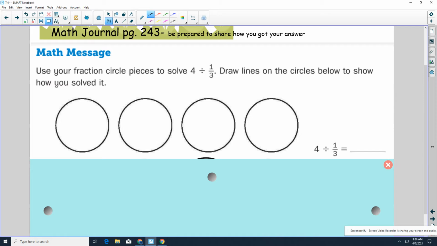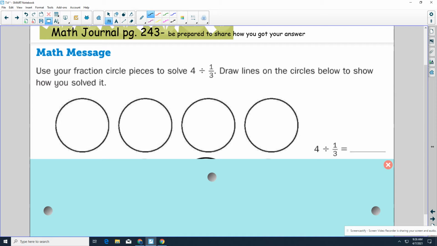All right, so now we're on 243. It says use your fraction circle pieces to solve 4 divided by 1/3. Draw lines on the circles below to show how you solved it. So I'm going to go ahead and pause the video. I'm going to give you some time to work on that. Okay, hopefully you had a chance to look at that.